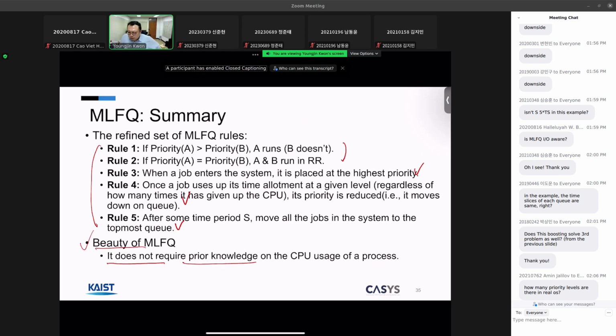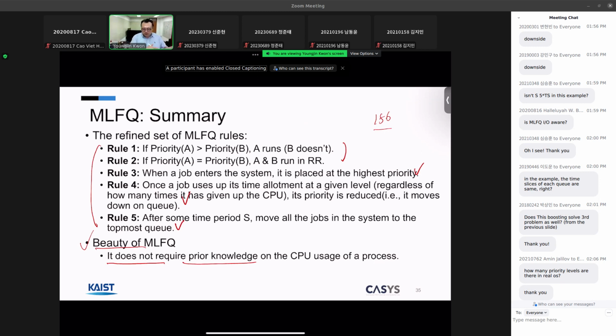How many priority levels are there in a real operating system? A lot. In Linux, it's 156, around that, I forgot. Around 150, more than 100. There are real-time priorities, normal priorities, etc. So there are a lot.